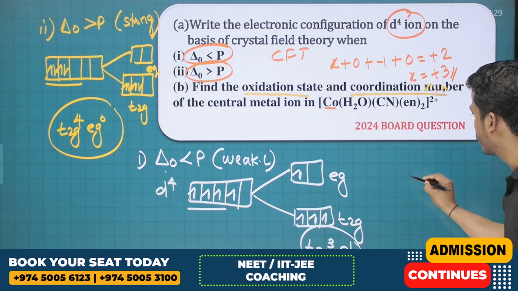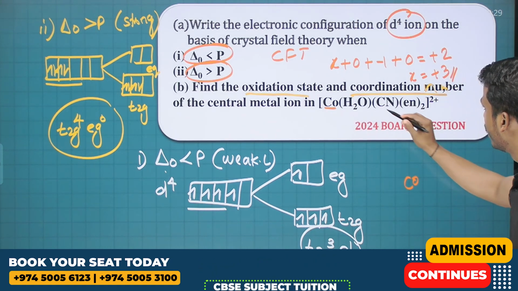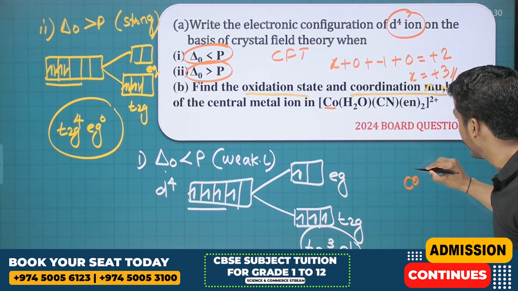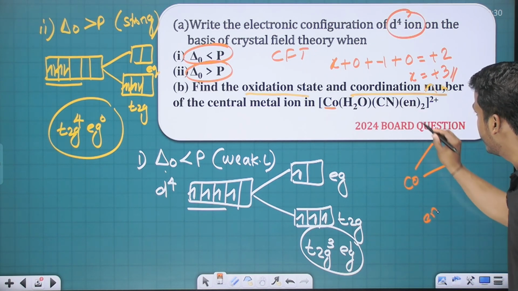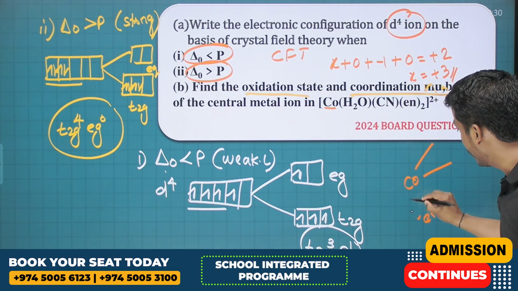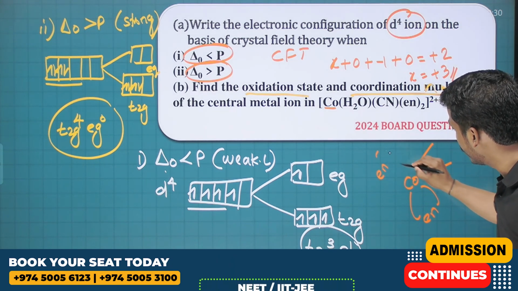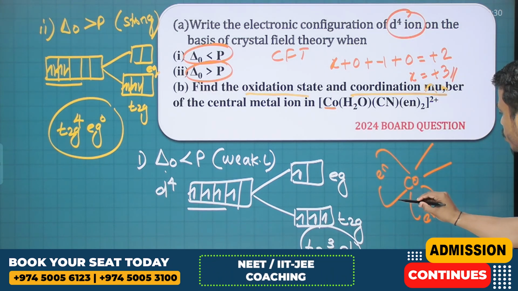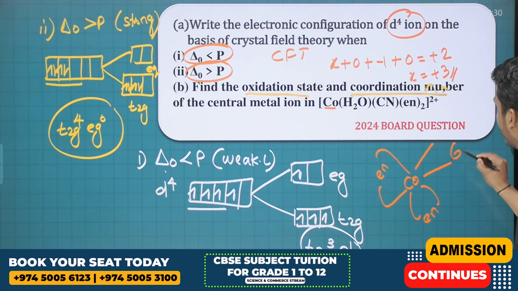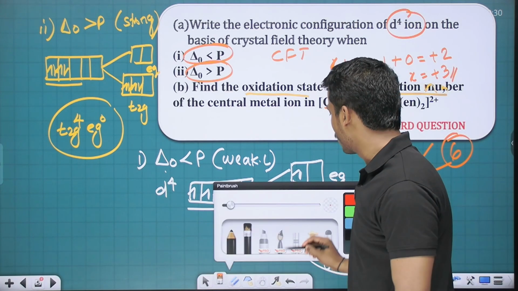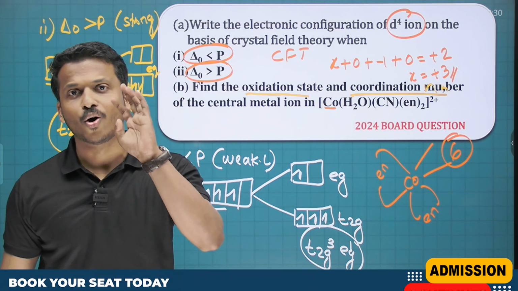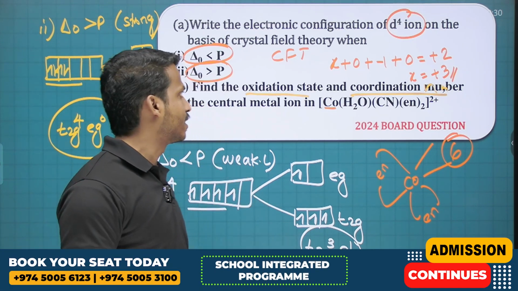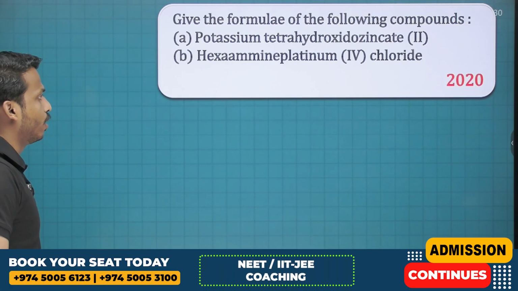Coordination number. What is the coordination number? Cobalt is the metal. You know, aqua is a monodentate ligand. Cyanide is a monodentate ligand. But en is a bidentate ligand. So 1 en provides 2 sigma bonds, 2 en provide 4 sigma bonds. 1, 2, 3, 4, 5, 6. Coordination number is how much, my dear? 6 is the coordination number. Most of the cases you will get either coordination number 4 or coordination number 6. Okay. That's a case they asked in 2024.